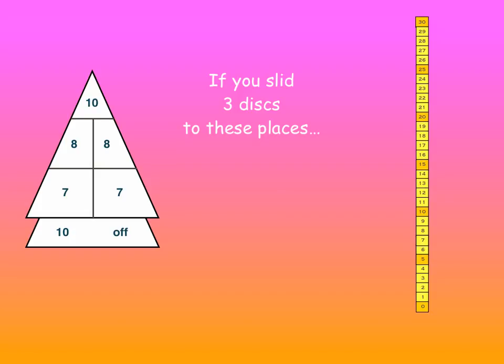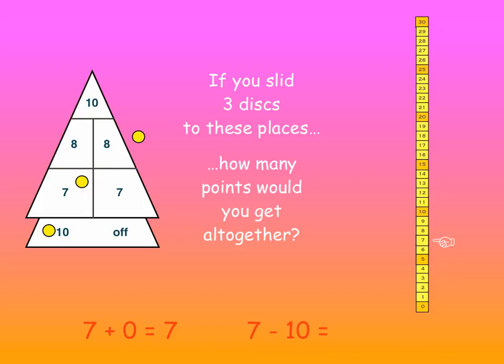If you slid 3 discs to these places, let's see what happens now. Well, you have a 7 and a 0. That makes 7. 10 off again. How many points would you get? 7 minus 10. So we have to start at 7 on the scoreboard and go down 10 jumps because we're subtracting. Starting at 7, we go down 1, 2, 3, 4, 5, 6, 7, 8, 9, 10. Okay, what number are we going to be at down there? -1, -2, -3. Yep, so you get -3 points on this turn.